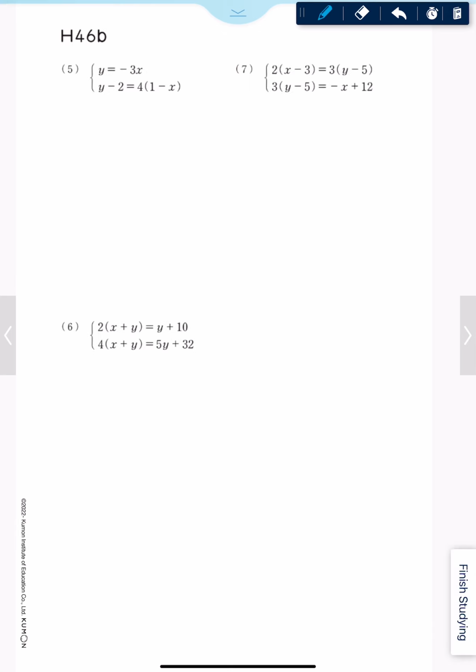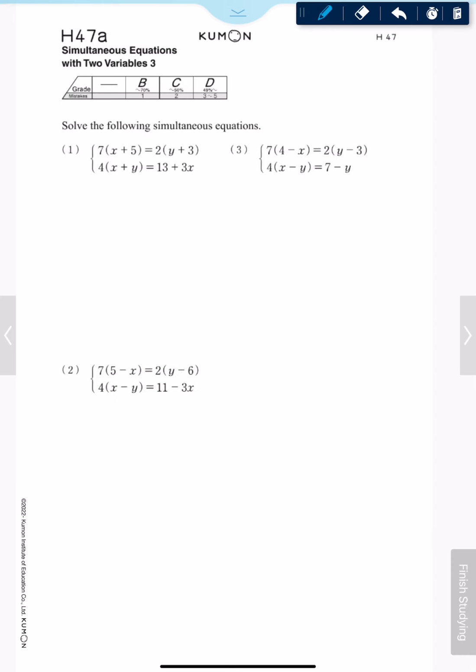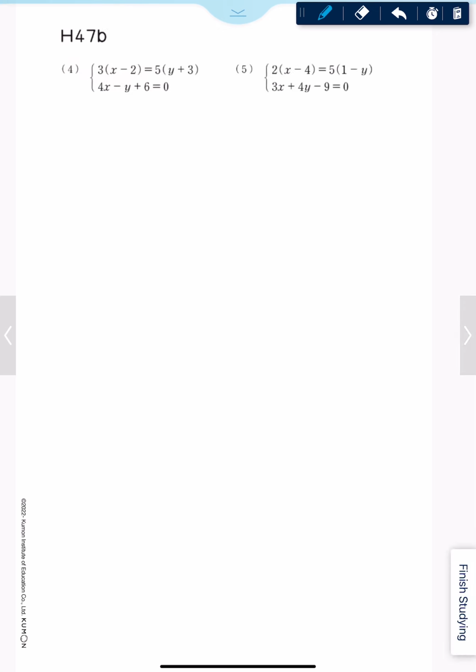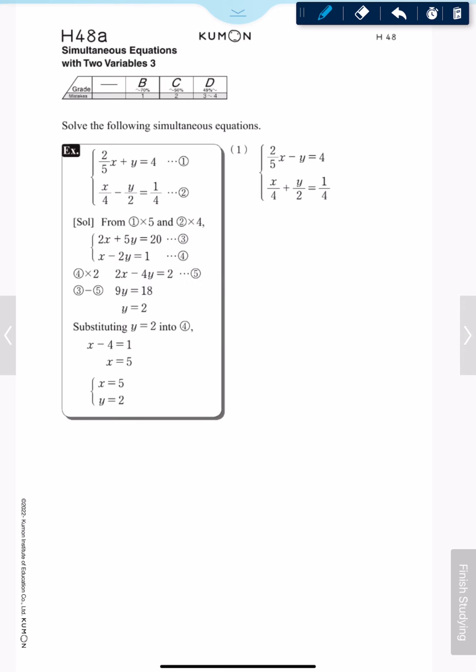So very similar concept with number 6 and 7 as well. I just have to open a bracket and multiply back in: 2x plus 2y equal to y plus 10, and 4x plus 4y equal to 5y plus 32. Rearrange this to the left side, rearrange this to the left side, and you will be able to rearrange everything. Same idea on this page. On the right side, you have to open a bracket as well. And let me see this, pretty much the same thing.